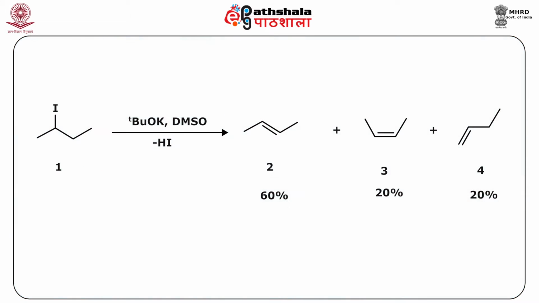The elimination reaction of 2-iodobutane in the presence of a base, tertiary butoxide, in DMSO gives three products: trans-2-butene, cis-2-butene and 1-butene. The major product formed is trans-2-butene. So we can say this reaction is stereoselective because cis and trans alkenes are diastereomers. As can be seen from the reaction, the various isomers are obtained in the ratio of 60, 20 and 20%.